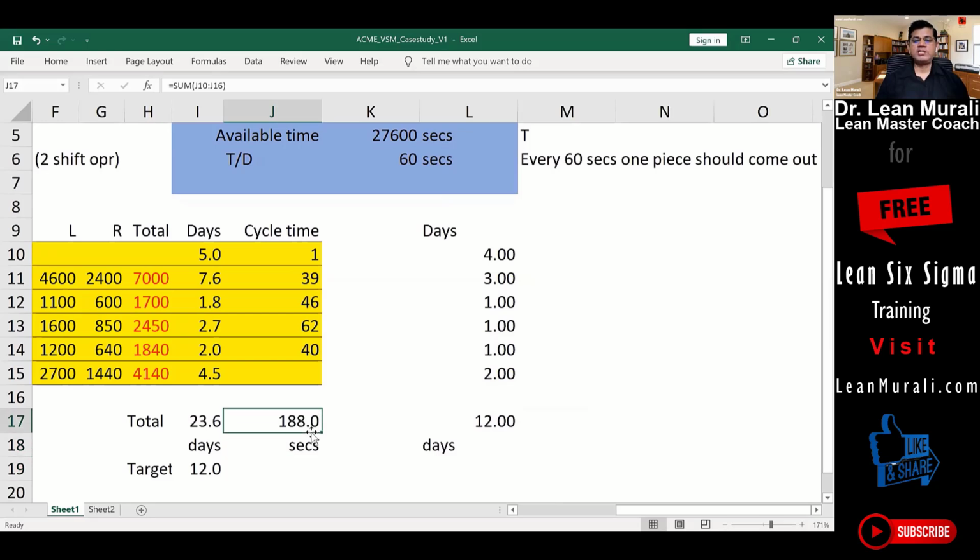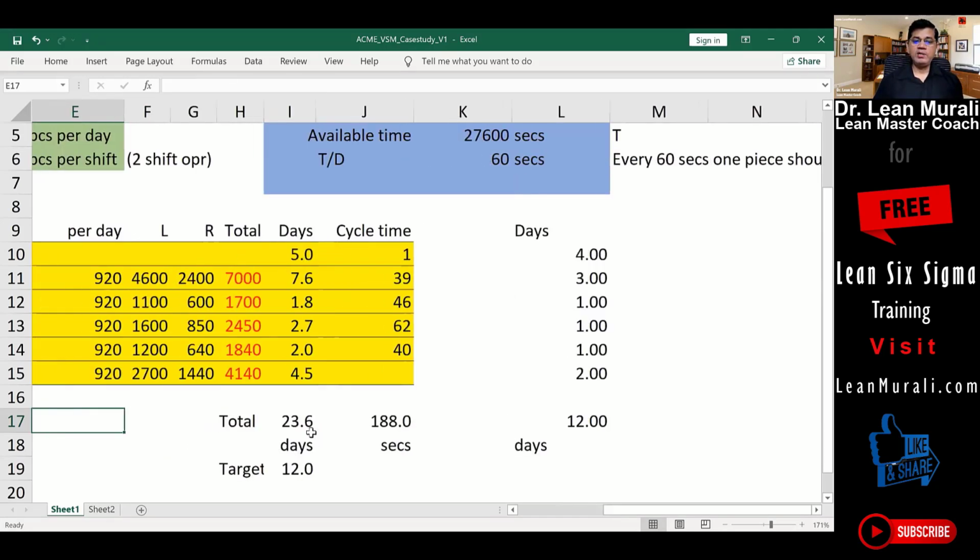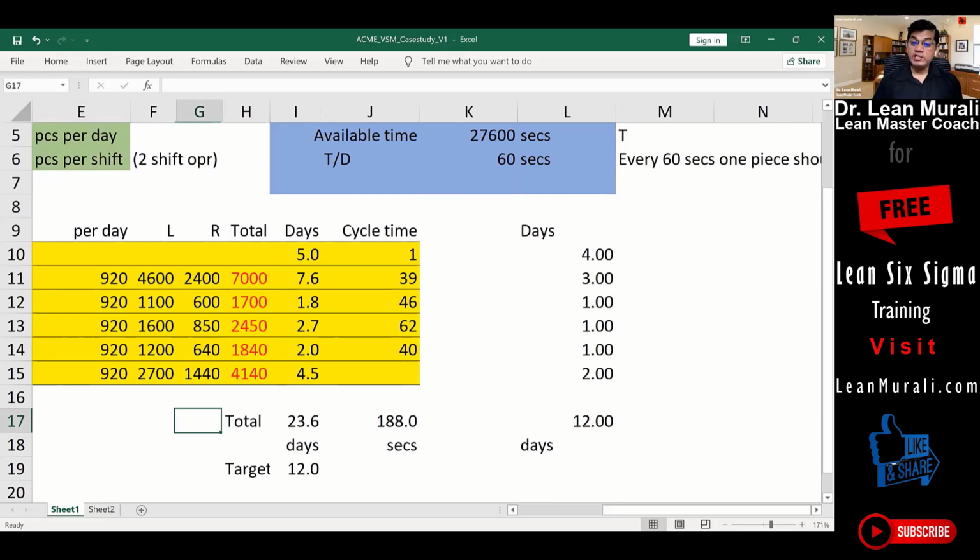So the most disheartening portion is, in value stream mapping, the process lead time, which earlier they used to call manufacturing velocity. These days, after transactional mapping started coming, they started calculating PCE in the comment box, process cycle efficiency. It is value added time divided by total time, and the total time is actually 23.6 days plus 188 seconds.